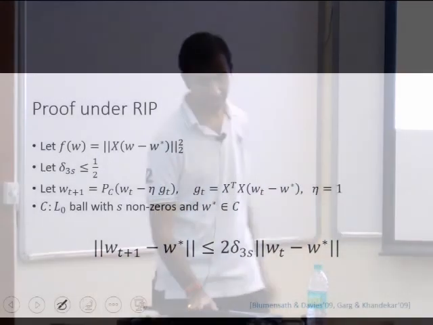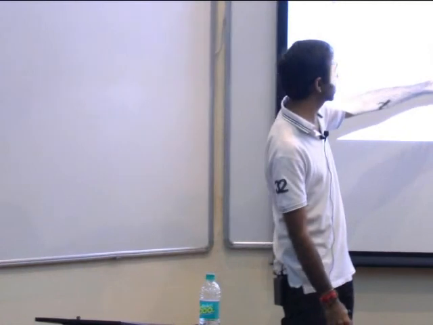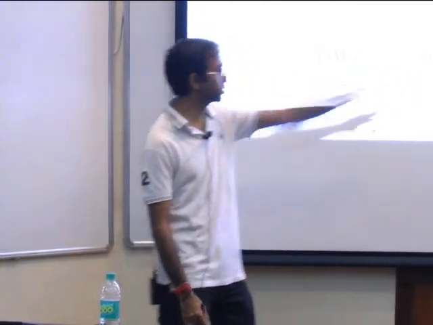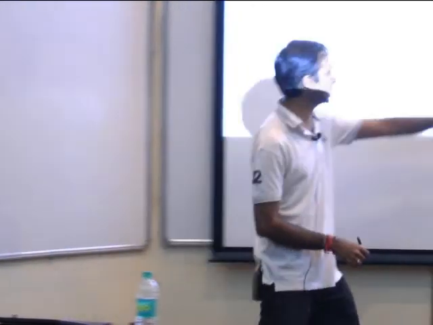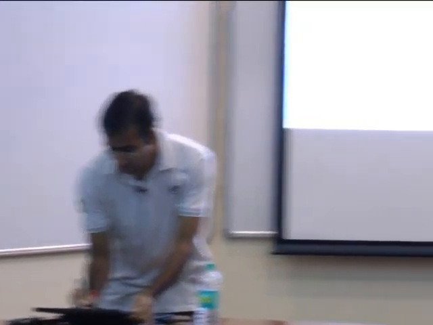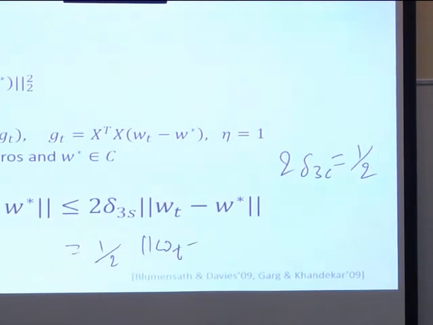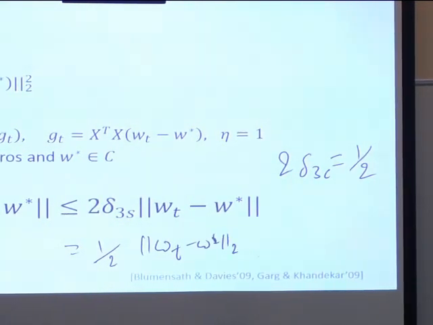is less than half, then this projected gradient descent method converges at a geometric rate. What this says is that the distance of w t plus 1 to w star is at most the distance of w t to w star times this factor 2 times delta 3s. So if 2 times delta 3s is strictly less than 1, then at each step I am decreasing the distance to the optimum. If 2 times delta 3s is equal to half, then at each step I am halving the distance to the optimum. So after around log 1 over epsilon steps, I will be within epsilon distance to the optimum, to w star. Any questions about the results?